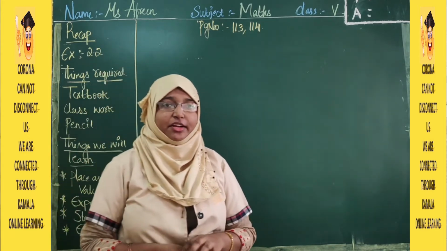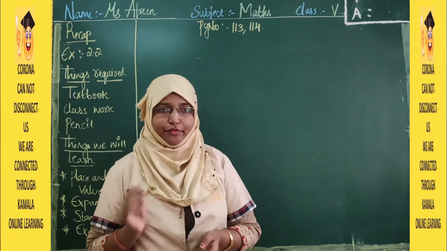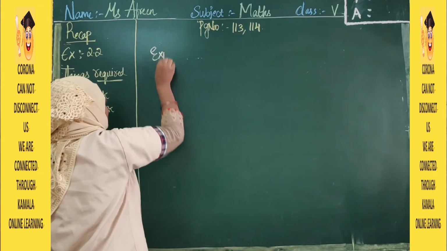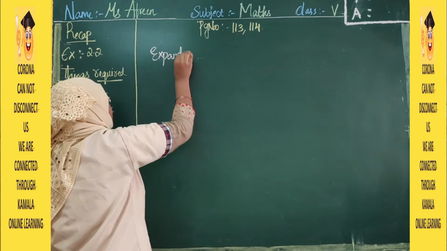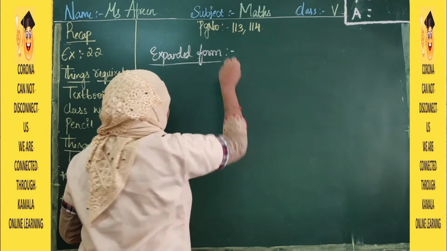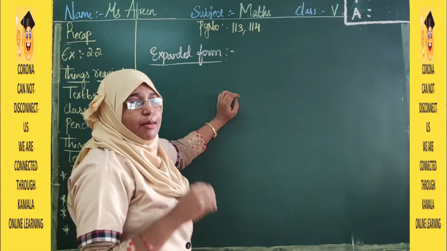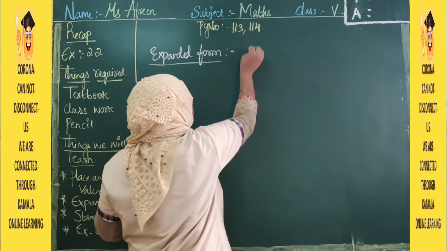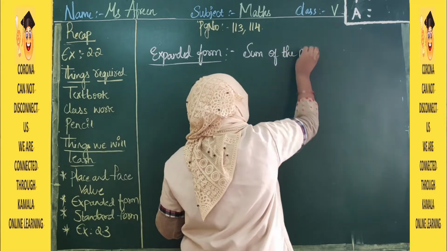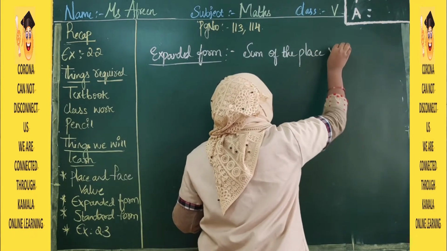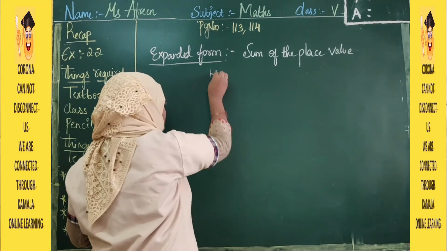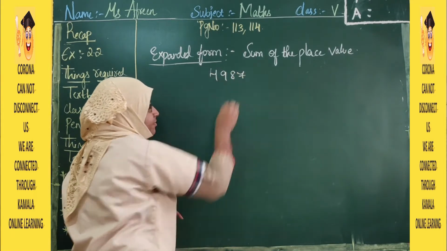So what I said: expanded form means it is in elaborate form where we are using place values. Now what is expanded form? Expanded form means sum of the place values. We already know what place value is and how to find place value. Just now we have taken the example 4987.